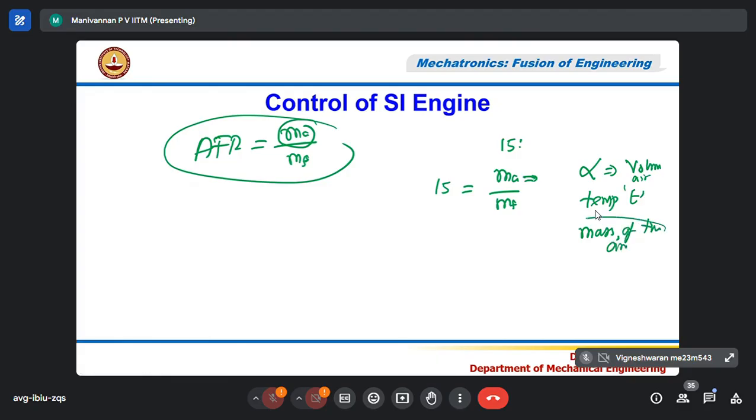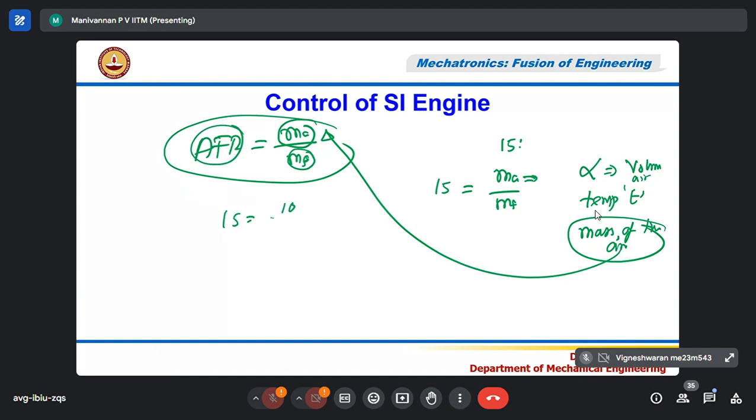Once the mass of the air is known, that mass of the air will be substituted here, correct? So then I need to find out the fuel mass. The air-fuel ratio is already 15. 15 equals, for example, mass of the air that went in equal to 10. Now I have to compute the mass of fuel. So mass of fuel equals 10 divided by 15, correct? This is 10 milligrams. So 10 by 15 milligram of fuel should be injected.